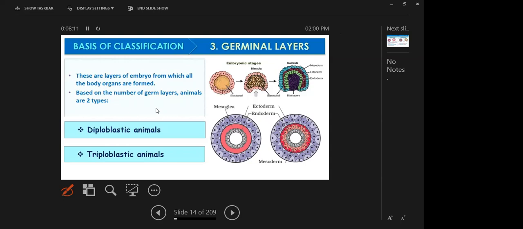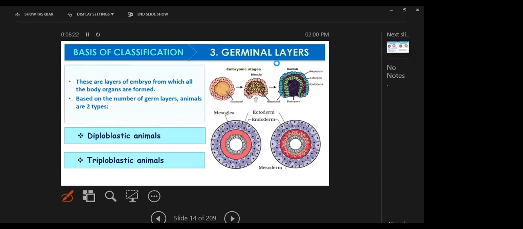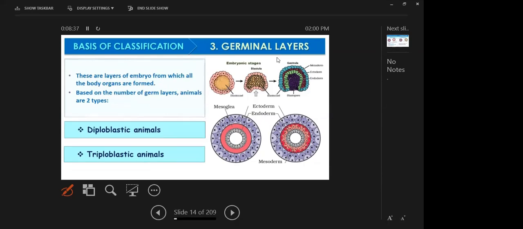Ma'am, the embryonic layers. Embryonic layers, yes. That means, can you elaborate on it? Ma'am, if there's mesoderm or if there's no mesoderm, depending on that, it's diploblastic and triploblastic. Yeah, that's right. Ectoderm, endoderm, mesoderm. So what have you understood about it? Exactly. Each of these groups of cells gets differentiated into ectoderm, endoderm, mesoderm.